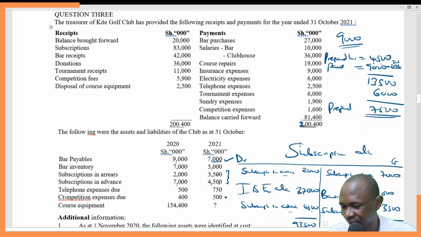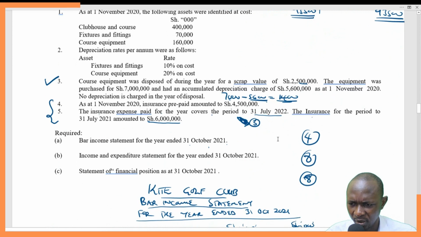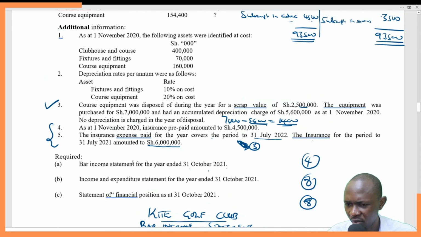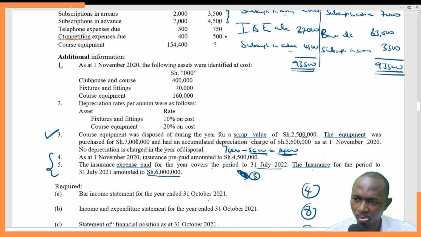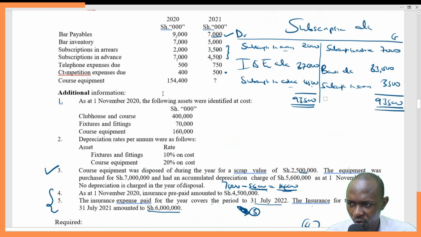That will be the simple explanation I will give for that particular working. We'll see how it rolls out, but that to me is what they basically mean. So I'll work with this: the insurance for the period to 31st July amounted to 6 million. I'll go with that. The timing is a bit different, but basically what it means is that the yearly insurance payments are 6 million. Okay, so let's move on.